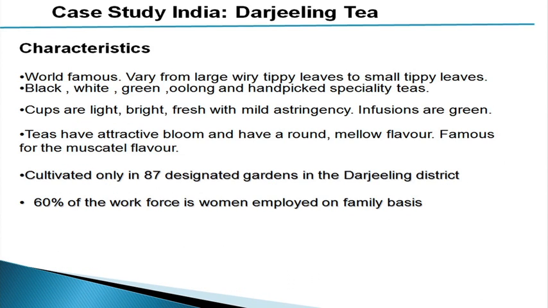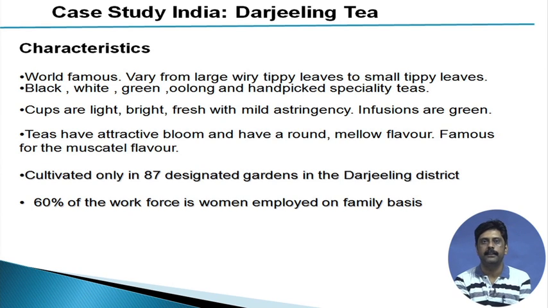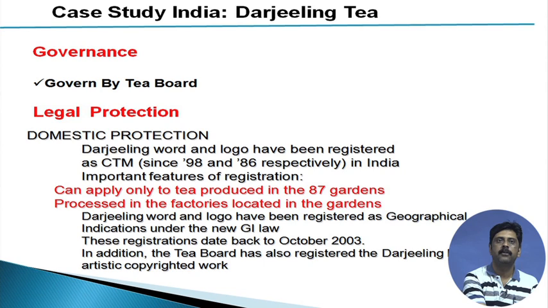Okay. In respect of others, Darjeeling tea is one important geographical indication in respect of India. The characteristics vary: large, widely tipped leaves, green, hand picked. These are the different processes and other characteristics they have. It is restricted to 87 designated tea gardens in the Darjeeling district. It is governed by the Tea Board, and then how they have extended their right in different jurisdictions.